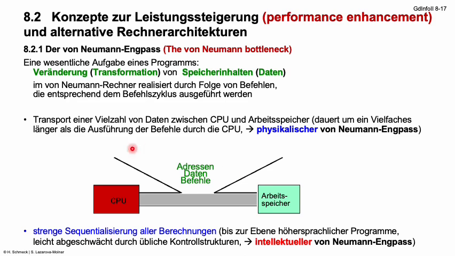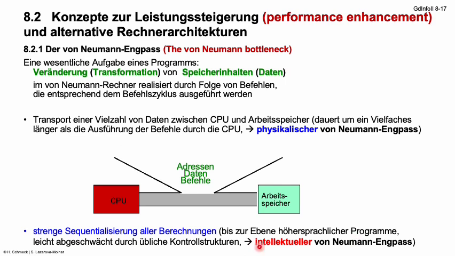And in general, the transport of a large amount of data between the CPU and the memory, which basically takes much longer than the execution of the commands on the CPU, is known as a physical von Neumann bottleneck.